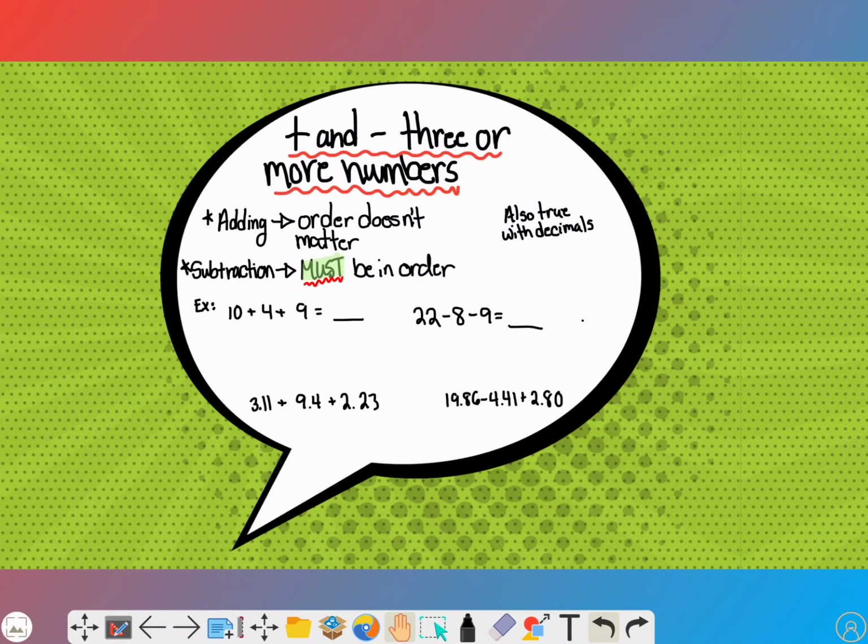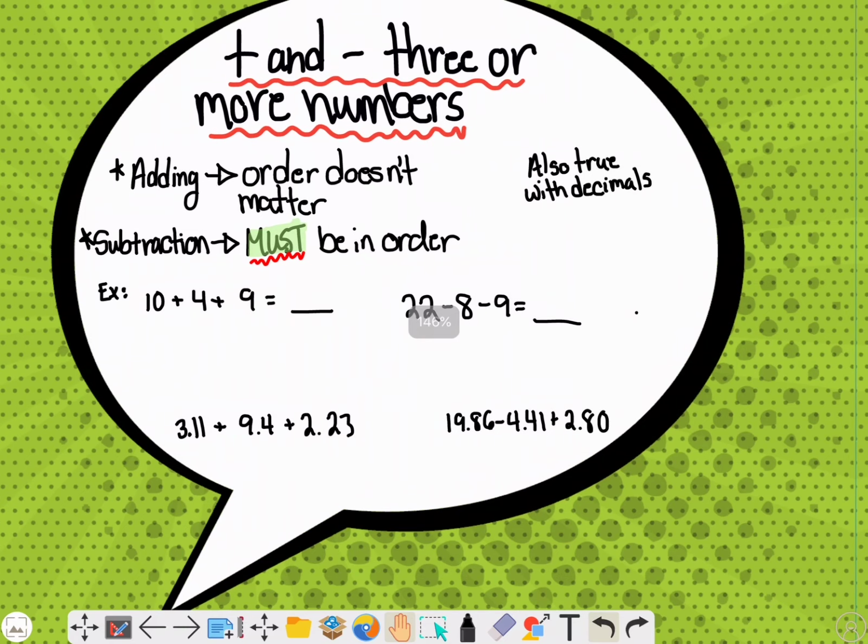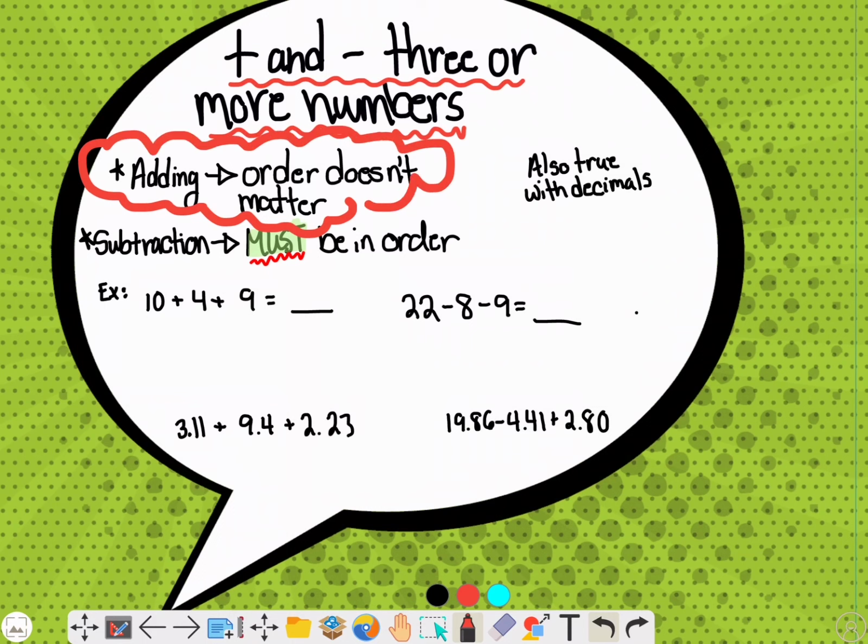Okay, so what do you do when you have to add or subtract three or more numbers? Well, depending on what you're doing is going to depend on how you do it. If you're adding, the order does not matter. You can do it however you want. It doesn't matter which number comes first, but that's not true of subtraction. Subtraction must be in order of how you see it.